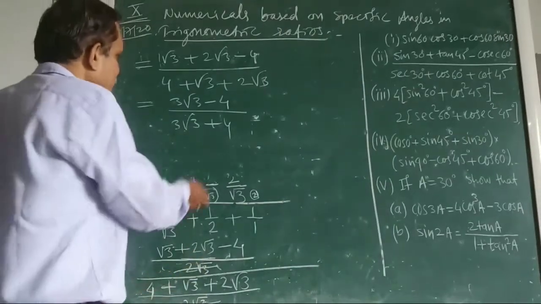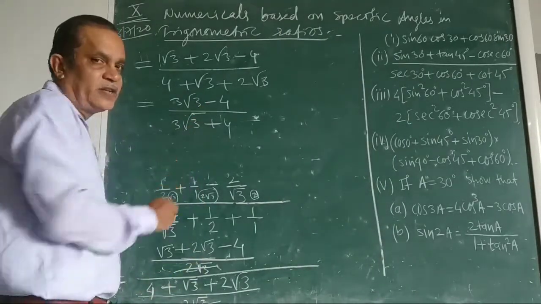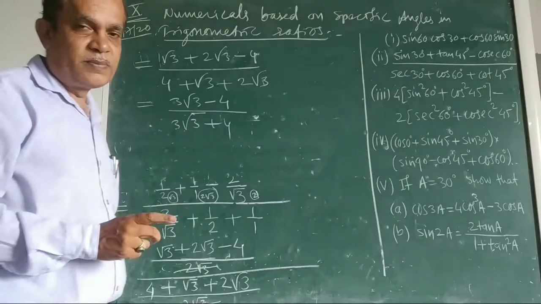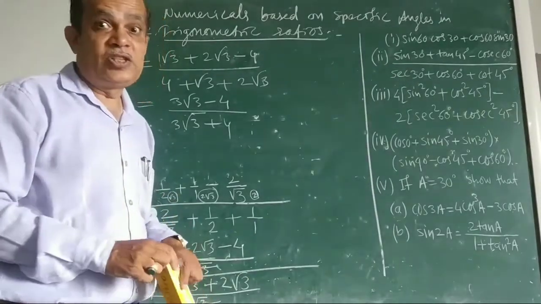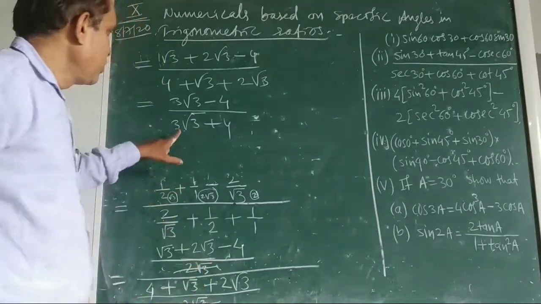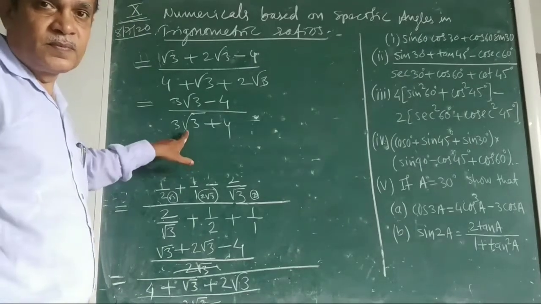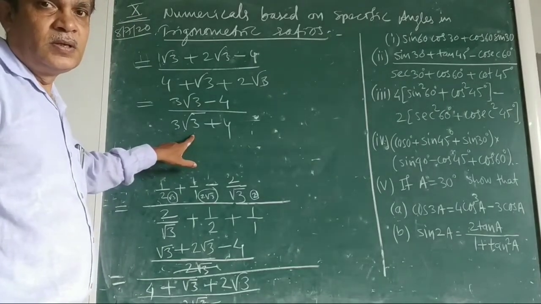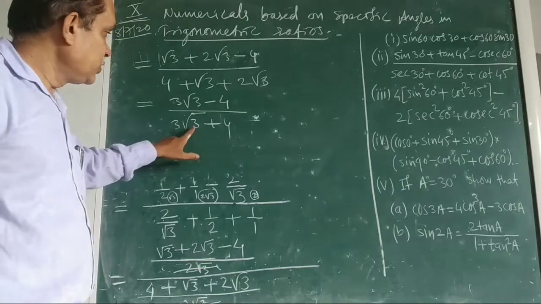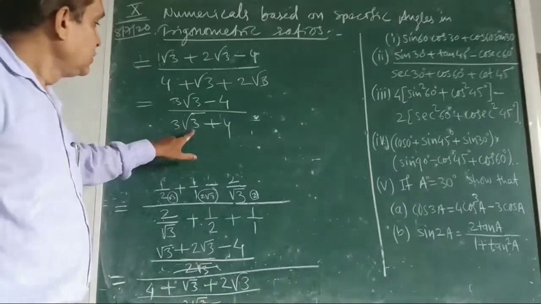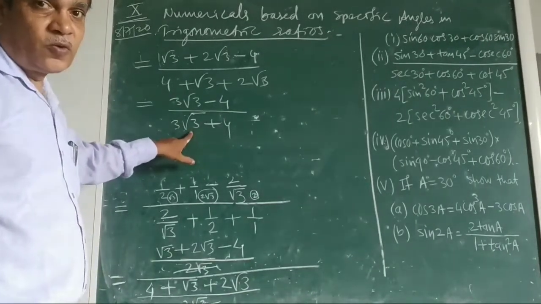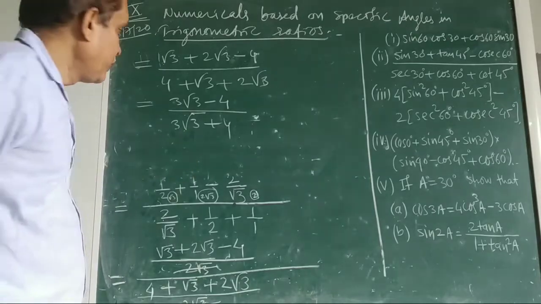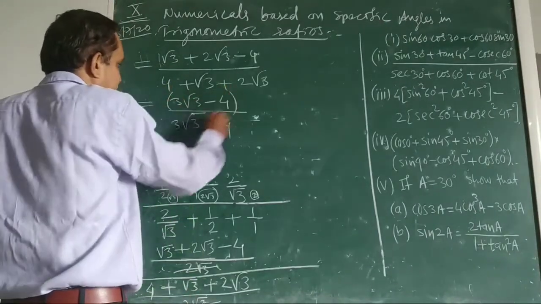Now we have come to the example of the type rationalization. You remember chapter number 1, we learned rationalization of denominator. See, when denominator is not a whole number, not a positive integer, then we have to change it. Okay, so now rationalization has come. We will put these both in bracket.